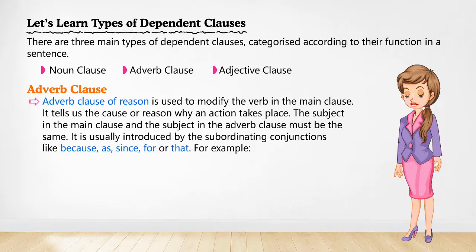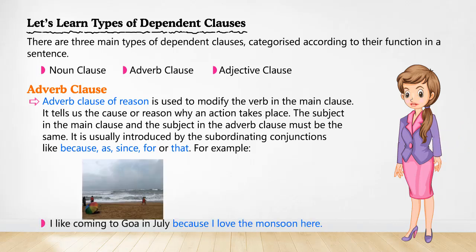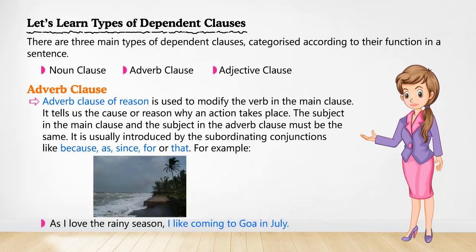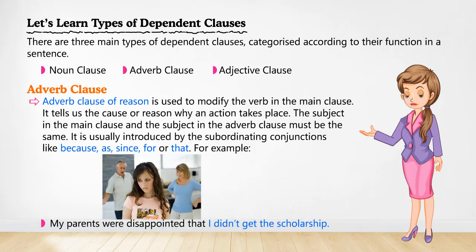Adverb clause of reason is used to modify the verb in the main clause. It tells us the cause or reason why an action takes place. The subject in the main clause and the subject in the adverb clause must be the same. It is usually introduced by the subordinating conjunctions like because, as, since, for, or that. For example, I like coming to Goa in July because I love the monsoon here. As I love the rainy season, I like coming to Goa in July. My parents were disappointed that I didn't get the scholarship.